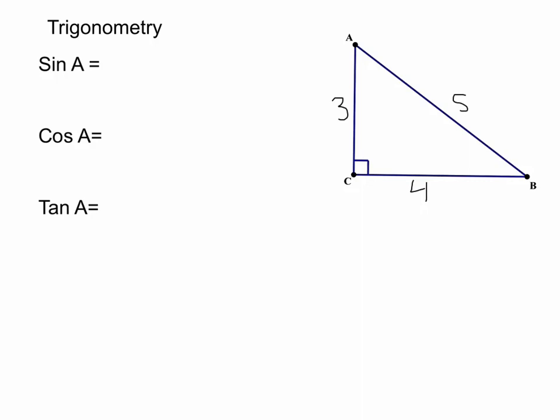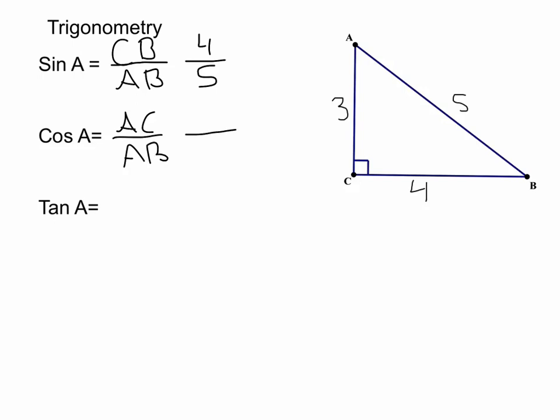For the sine of angle A, we want opposite, which is CB, over hypotenuse, AB. Substituting our values in, we've got 4 over 5. For cosine, we want adjacent, so adjacent to A we have AC, over hypotenuse AB. So our ratio is 3 over 5. And for tangent, we want opposite, which is CB, over adjacent, which is AC, so our ratio is 4 over 3.